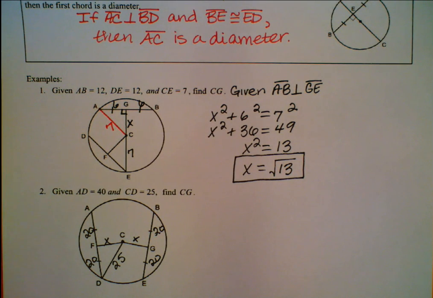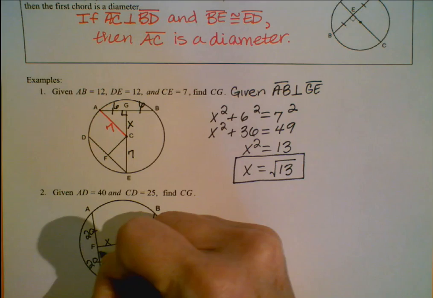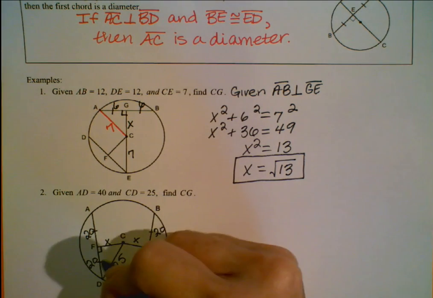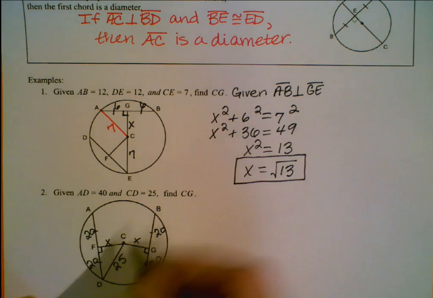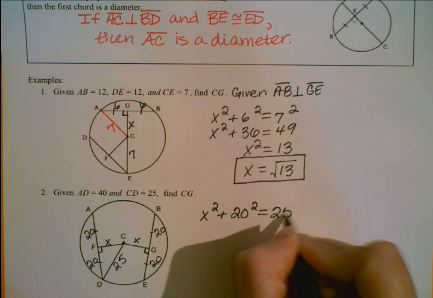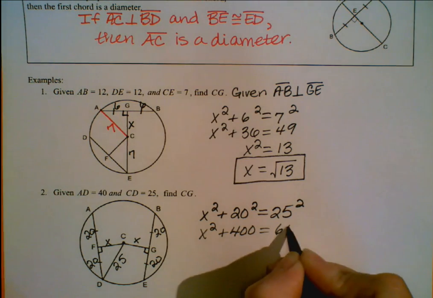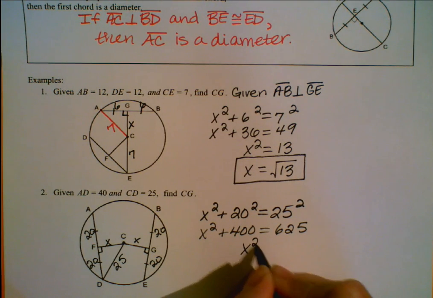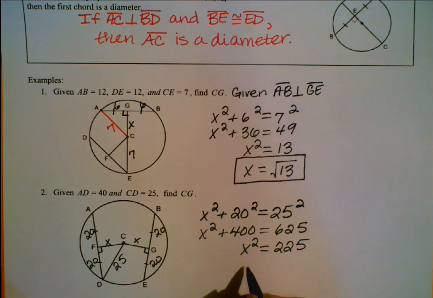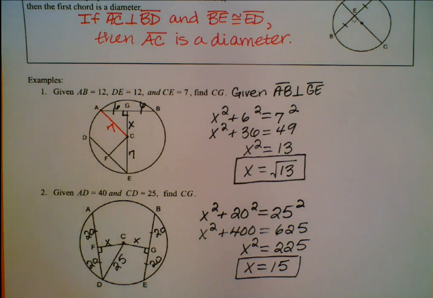Now remember, we also said at that time that the distance from the center to the chord makes a right angle. So here again, we've got some perpendicular segments and we've got a right triangle we can work with. Using that right triangle, x squared plus 20 squared equals 25 squared. Squaring our values, we have x squared plus 400 equals 625. Subtract 400 from both sides and take the square root of both sides to get x equals 15. And those are the 2 theorems that are related to chords and perpendicular chords specifically.